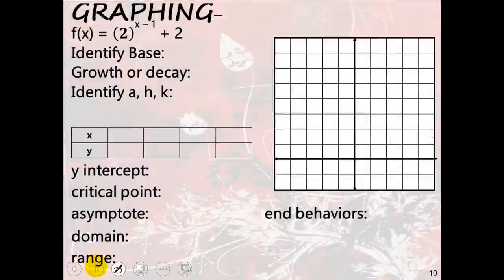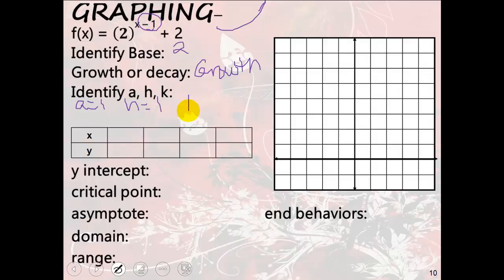Like my vortex? All right. So identify the base. That's a 2. Is it growth or decay? Well, base is bigger than 1, so it's a growth. So we should be sweeping upward, okay? A is equal to 1. What is H equal to? 1. It's the opposite of this, right? And K is equal to 2, right?